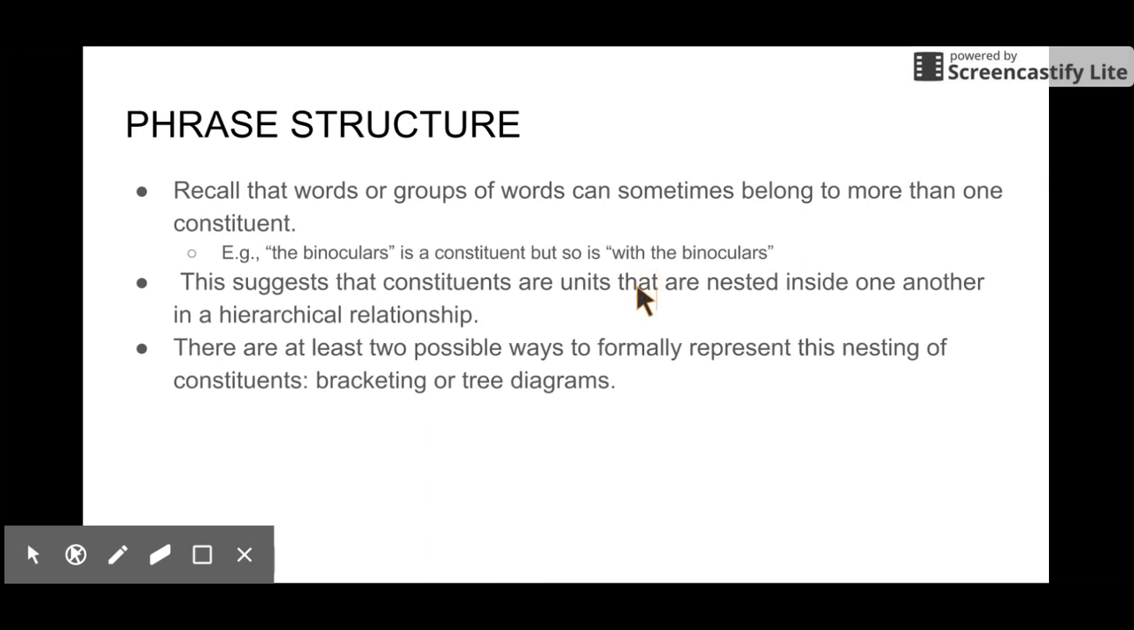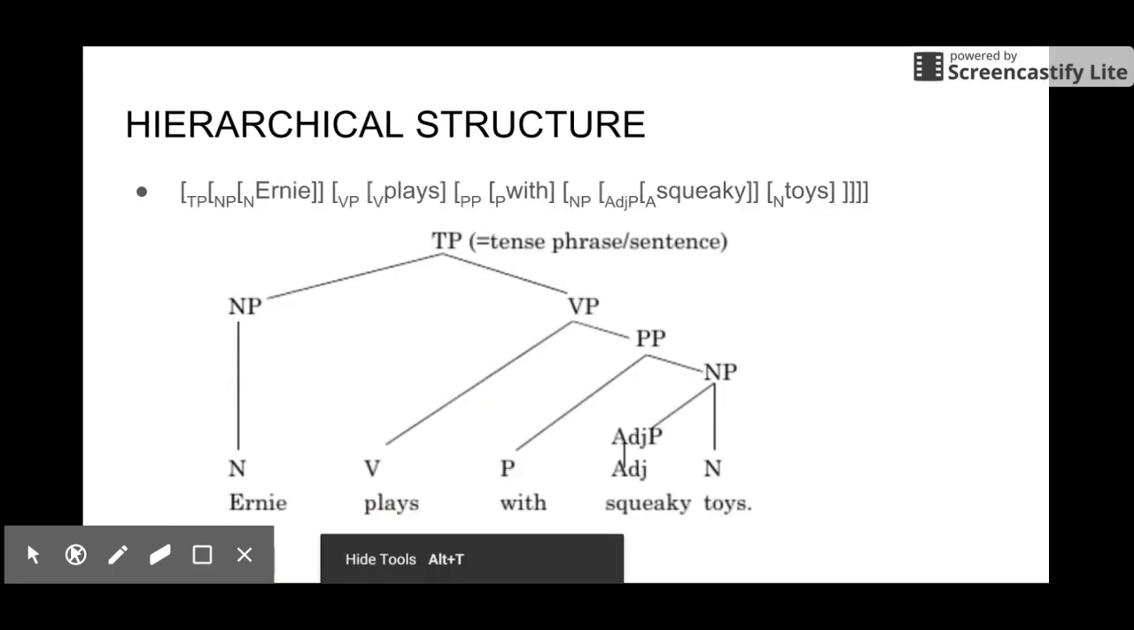Okay, and it means that we have a hierarchical relationship inside phrase structures. So we have to come up with some ways to represent this hierarchical structure relationship. Actually, we have two ways to do so. One is bracketing, the other is tree diagrams. Here's an example of these two methods to show the structure. Actually, the tree structures are easier for human beings to read, right?